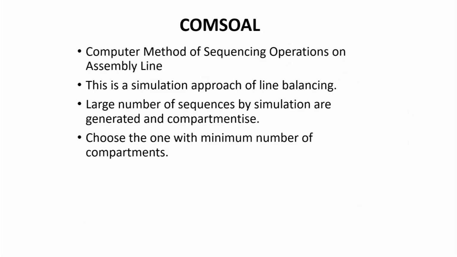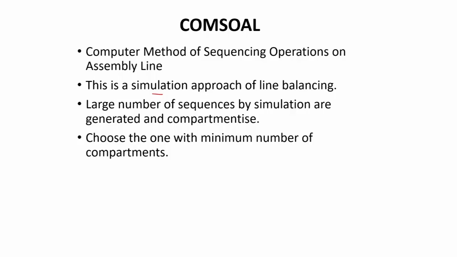Now, let us talk about one more technique, COMSOAL, that is a computer method of sequencing operations on assembly line. This is a simulation approach, where in a random manner we are preparing the sequence of the tasks, and then we divide this sequence into compartments as we did in the Moody and Young method, and then we choose the one which requires the minimum number of compartments. Compartment means workstations. So, very simple algorithm, but it cannot be done manually.